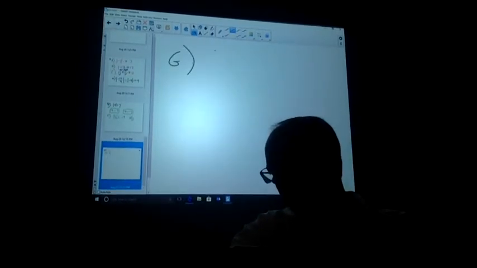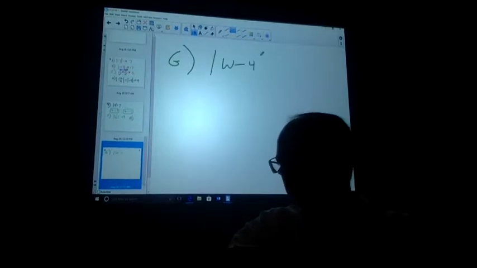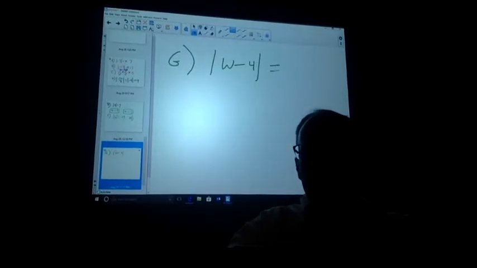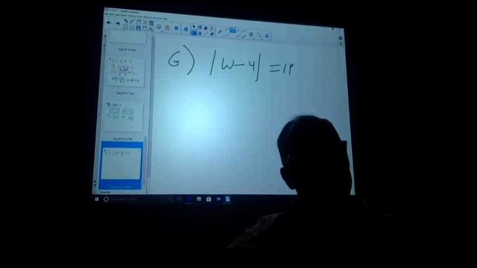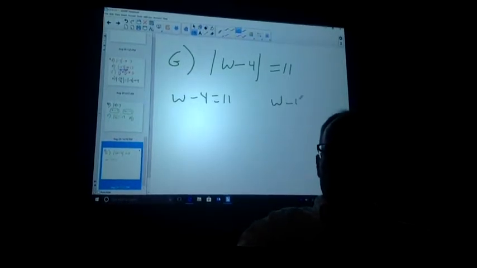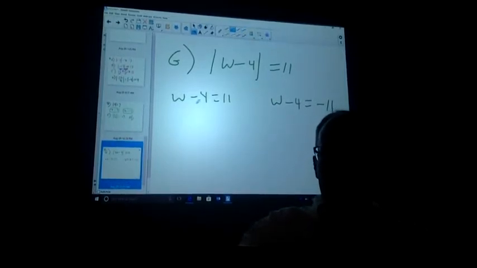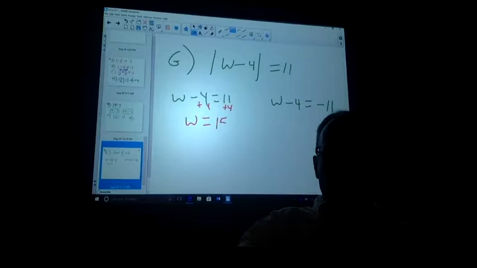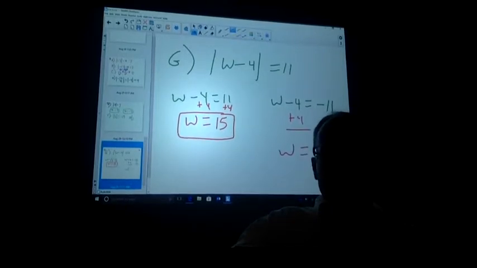All right, so I'm going to get the absolute value of W minus 4 is equal to 11. How many problems will this make? 2. So I'm going to have W minus 4 equals 11. There's my first equation. And then I get W minus 4 equals negative 11. All right, add 4 to both sides here. That looks like it's going to be 15. Is that okay? And then this one, add 4, add 4. So that's going to give me negative 7, I believe.